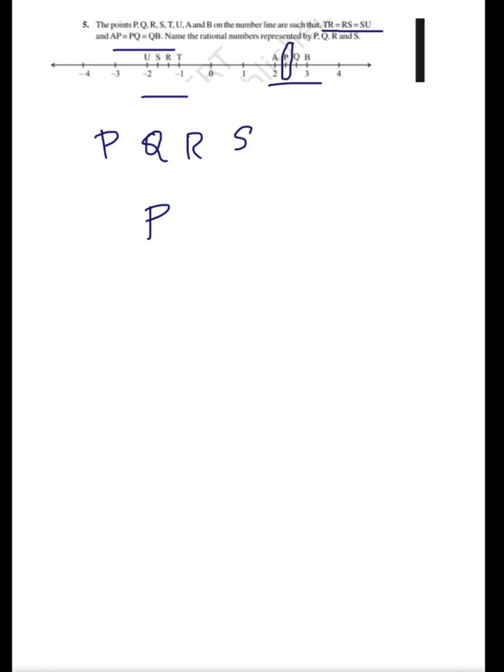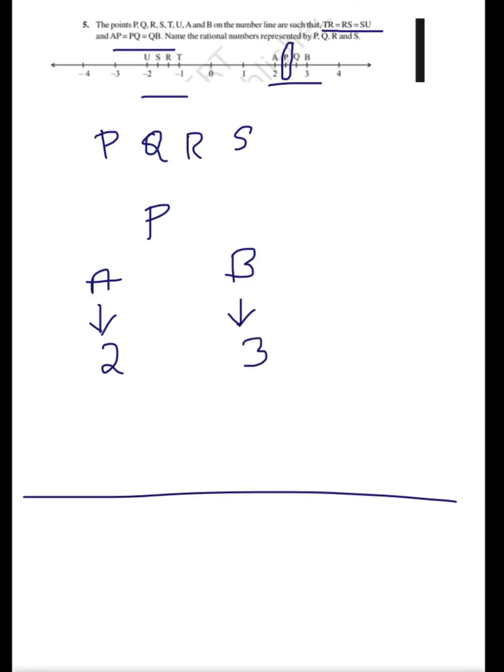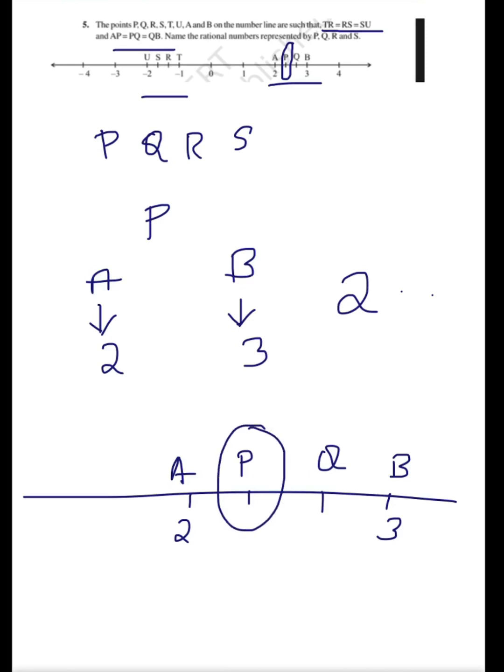You can see the point P is between A and B, and A is represented by 2 and B is represented by 3. In the figure you can see here it's 2 and here it's 3, and this is A, this is B, and here 2 points, that is P and Q. So P is in between A and B, which is 2 and 3, so it will be something like 2 and something. This is the point P.